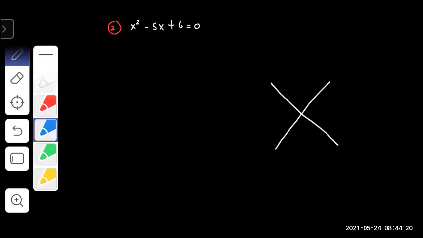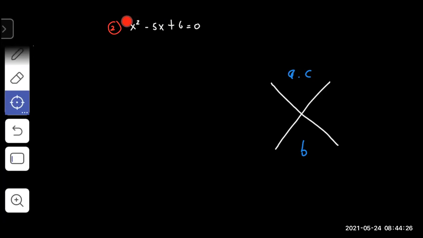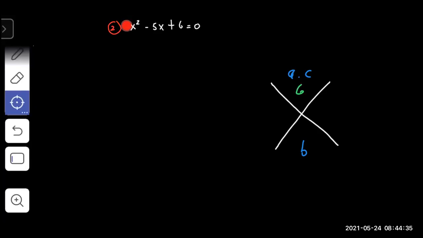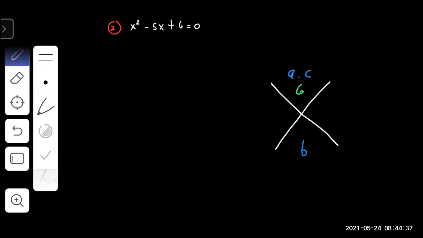Big X method. Okay, and how does the big X method work? Okay, A times C and then B. Can someone tell me what is A times C? 1 times 6. That's going to be 6, right? Can someone tell me what is B? Negative 5. Negative 5, thank you.